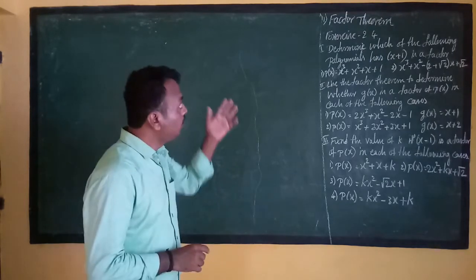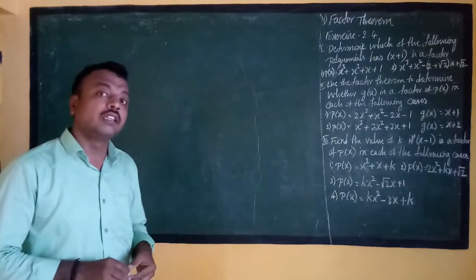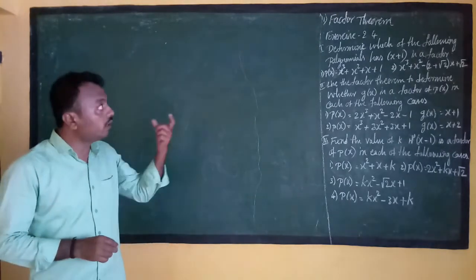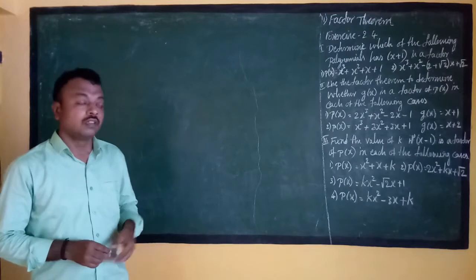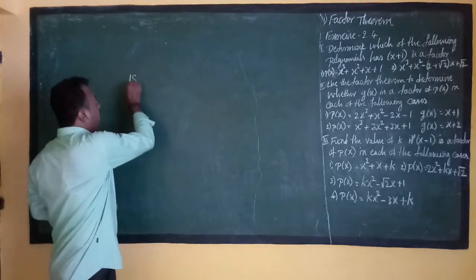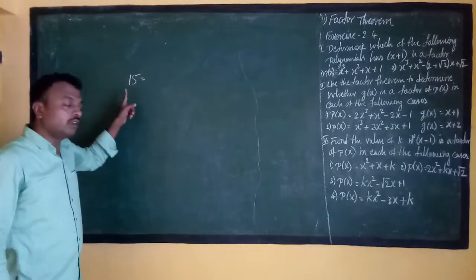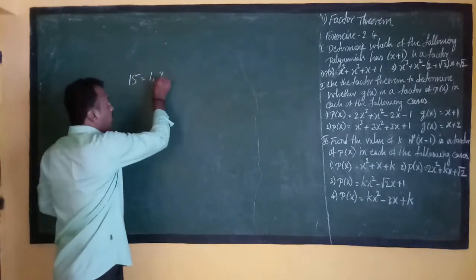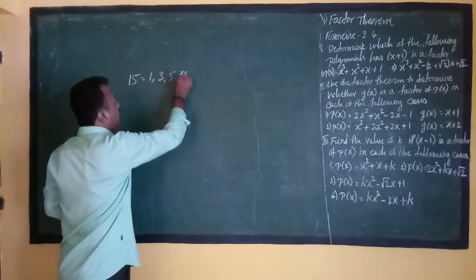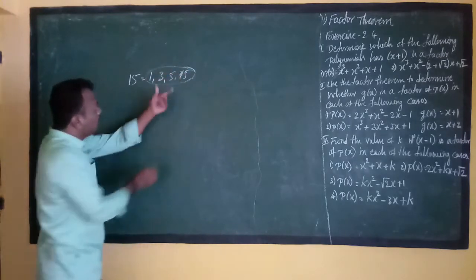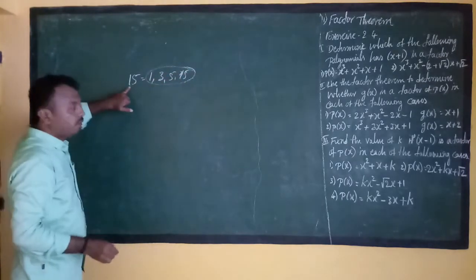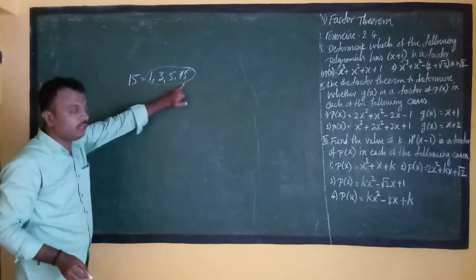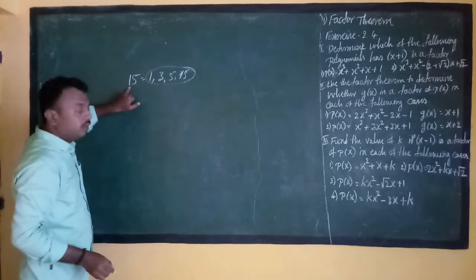Okay students, do you know factors? Yes, in the earlier years, the 7th and 8th standard, we have learnt the factors of numbers. So for example, I will take the number 15. This number is divisible by other numbers. Which are those? 1, 3, 5 and 15. So 1, 3, 5, 15 are the factors of 15.